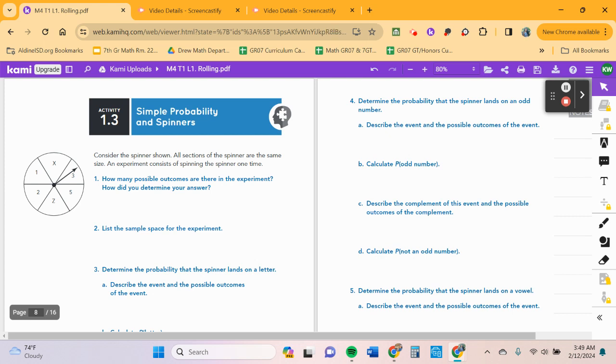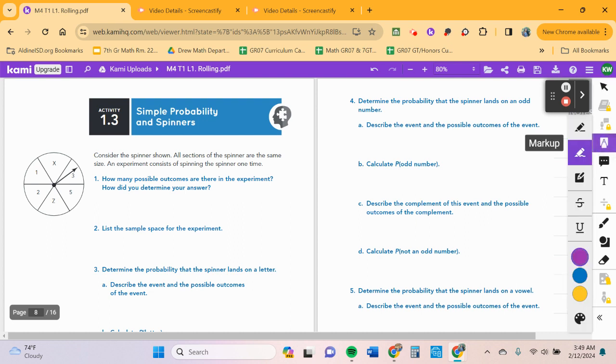This is activity 1.3. And this time we're talking about probability with spinners and not number cubes. All right, so it says consider the spinner shown. All sections of the spinner are the same size. An experiment consists of spinning the spinner one time.